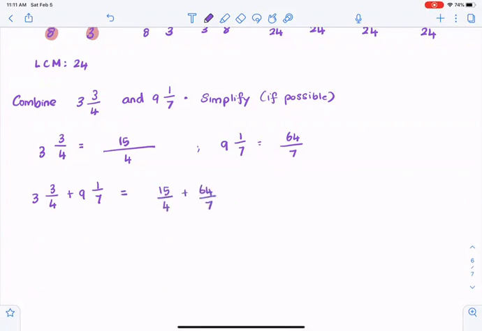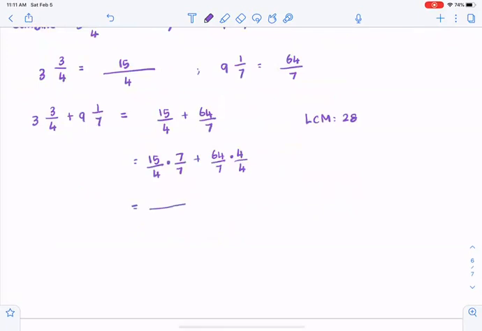I do not have a common denominator, but the least common multiple between 4 and 7 is 28. So how do I get a 28 in the first fraction's denominator? I multiply and divide by 7. How do I get a 28 in the second fraction's denominator? Multiply and divide by 4, because 4 times 7 is 28. Fifteen times 7 is 105. 64 times 4, 256.